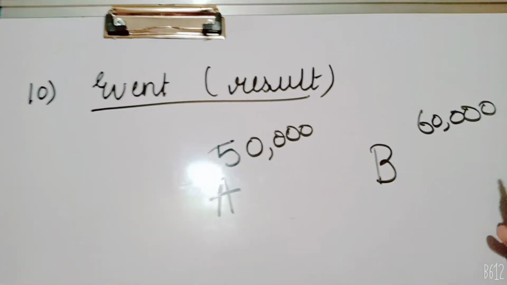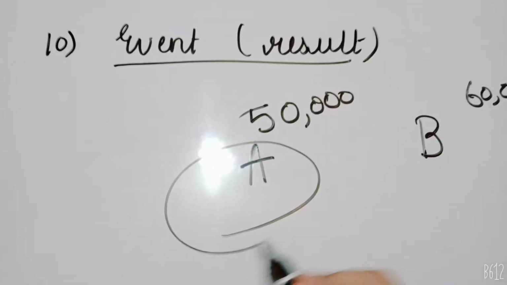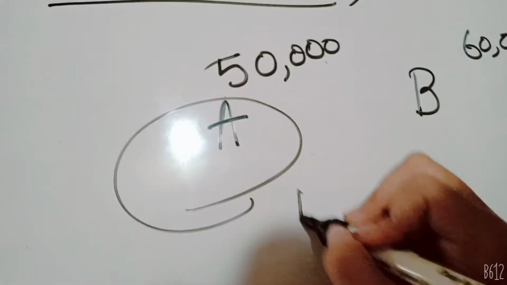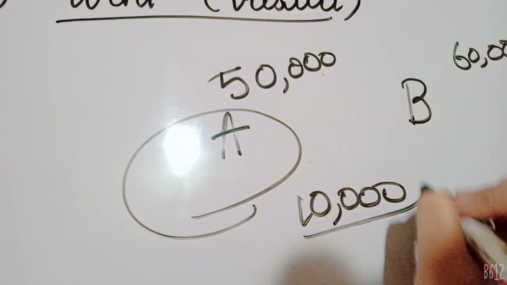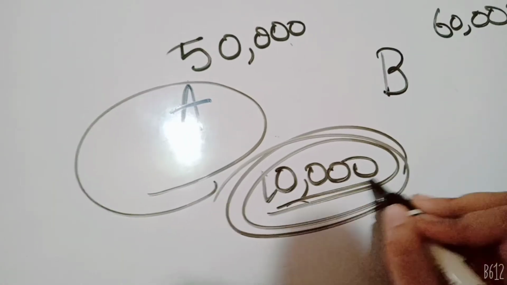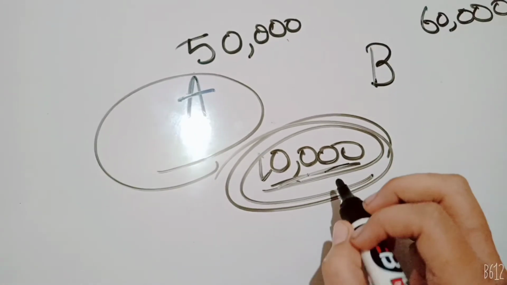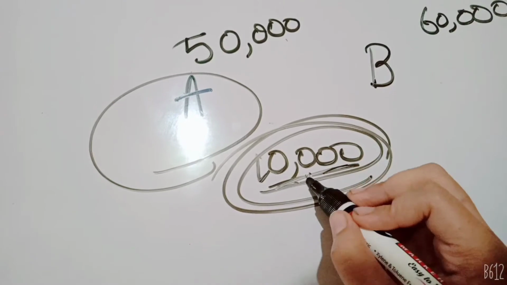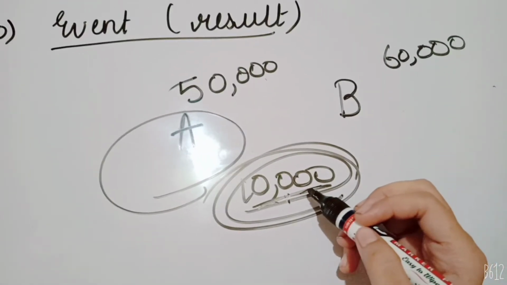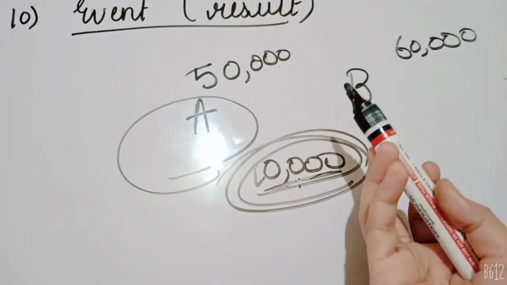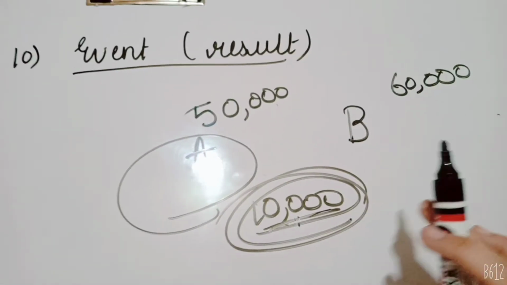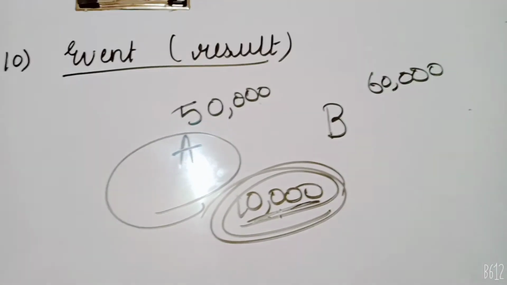Now, what's the profit which enterprise A got? So obviously the profit will be 10,000 rupees. So this will be called the event, or it is the result of the transaction. So what's the outcome or the result of the transaction? That 10,000 is the profit which we got after selling our goods. So event is basically the outcome of each transaction.